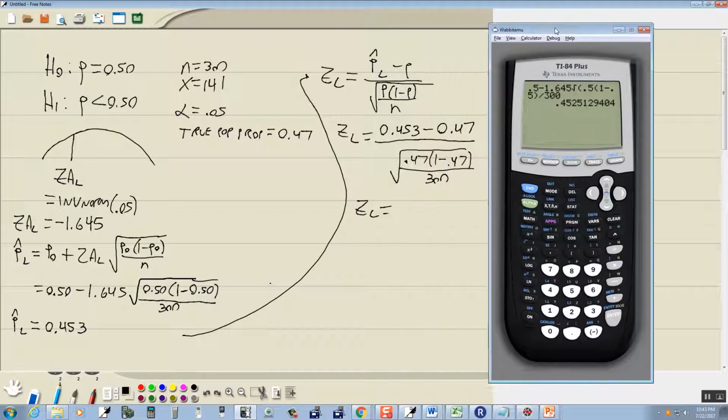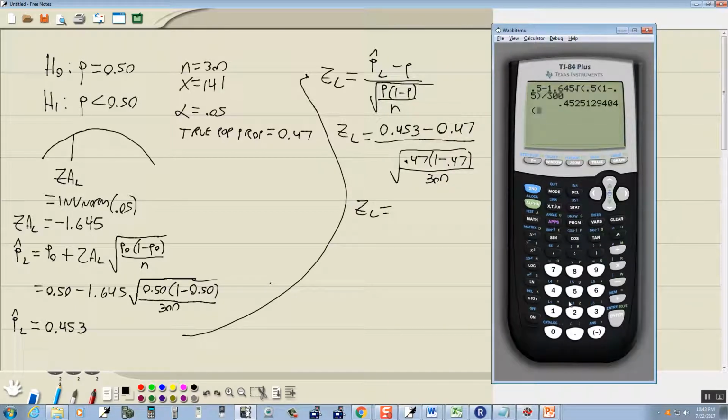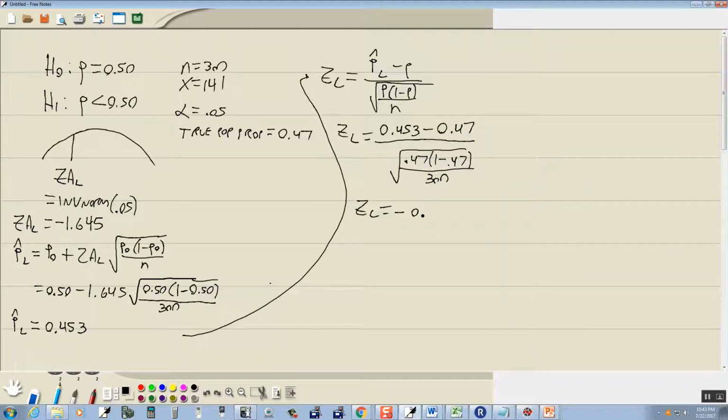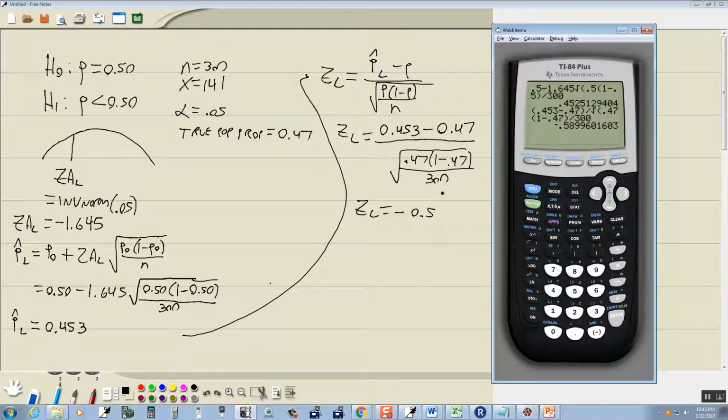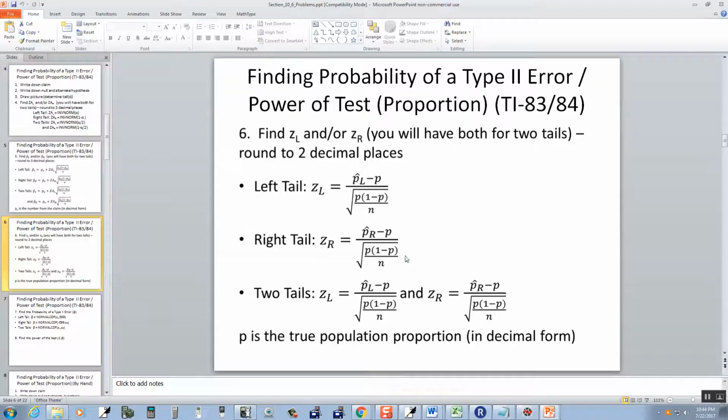You put that in, you have to make sure you put parentheses on the top part. Okay, so 0.453 minus 0.47, divided by the square root of 0.47, beginning parentheses, 1 minus 0.47, close parentheses, divided by 300. And to 2 decimal places, we get negative 0.59. Okay.